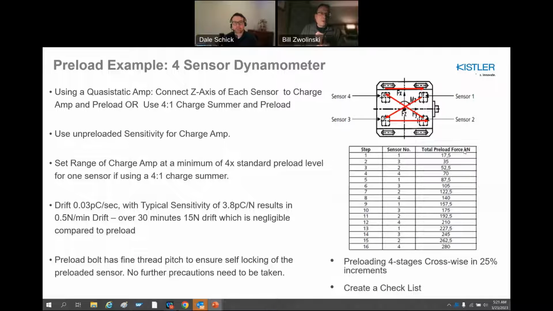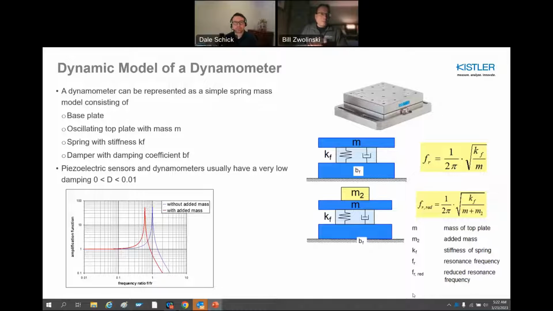This is just an example of preloading of a dynamometer. What you want to do is use a star pattern, and what I often suggest to folks is to do 25% increments. So you break it up, in this case 16 steps at 25% increments, and you're able to then get a check mark or initial after each preload step, and that way you ensure that you've preloaded fully. It also gives a record that it was preloaded in a proper manner. So I really encourage some sort of a checklist or sheet that accompanies a preload operation to ensure everything was done properly.